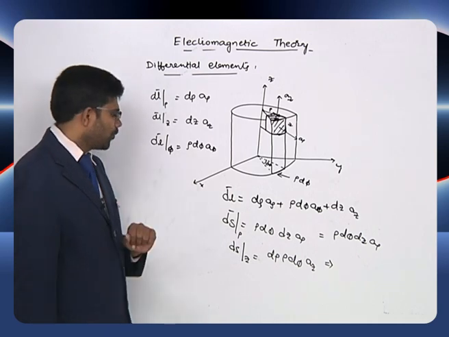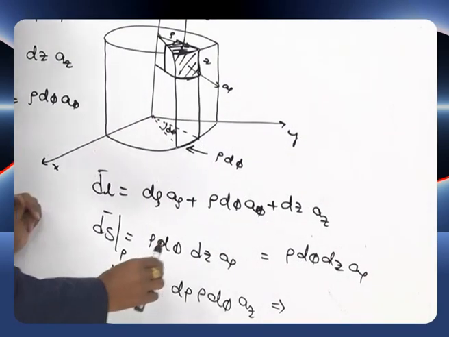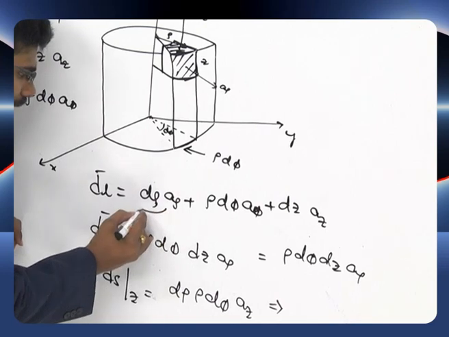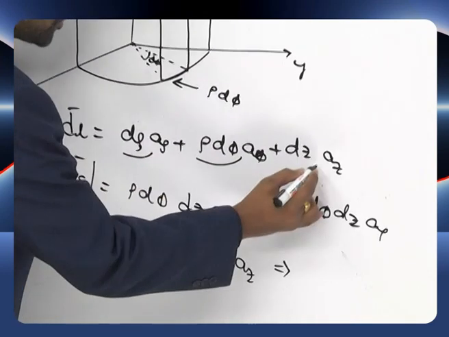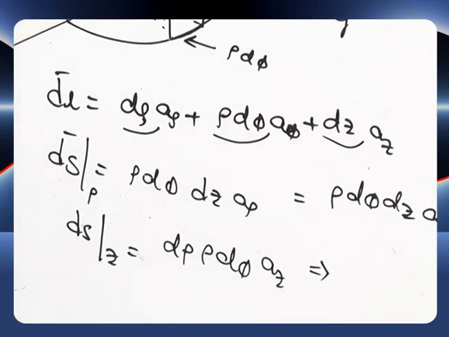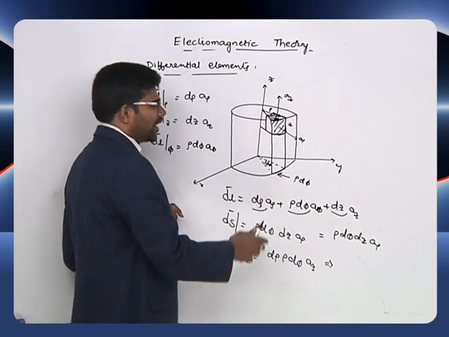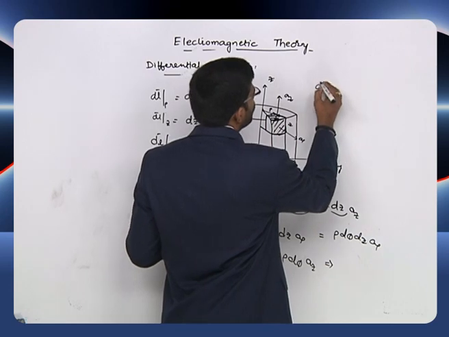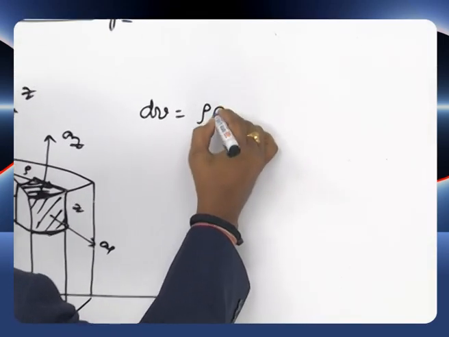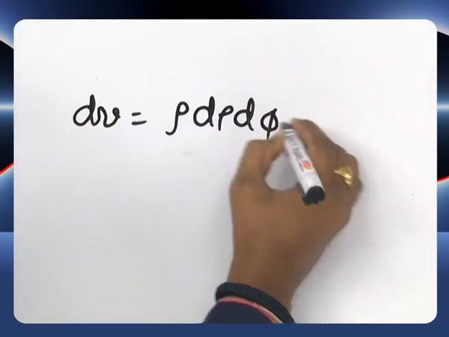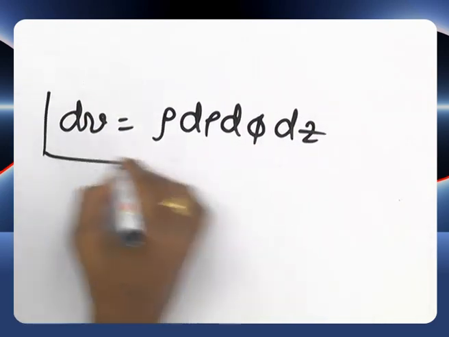Now the differential volume, as I said, is the combination of all the components: this component, this component, this component, these three will be multiplied for the differential volume. If you go for the geometry also, you will get the same. So the differential volume can be written as dV equals rho d rho d phi dz.